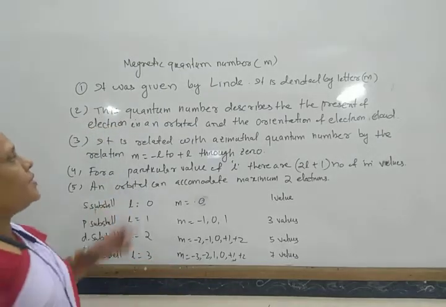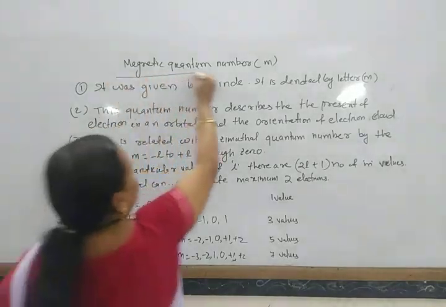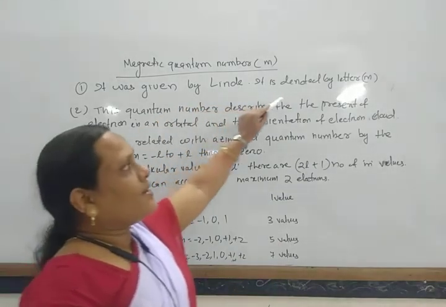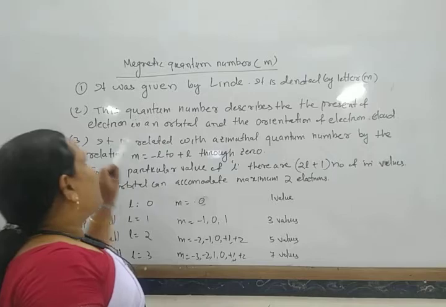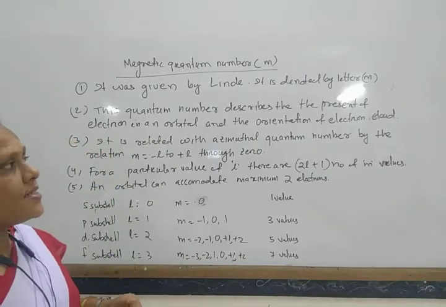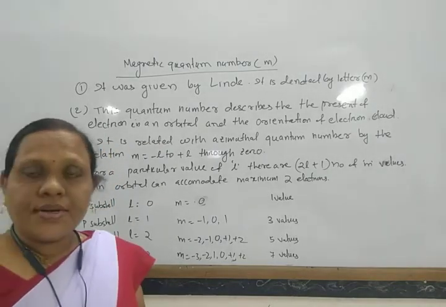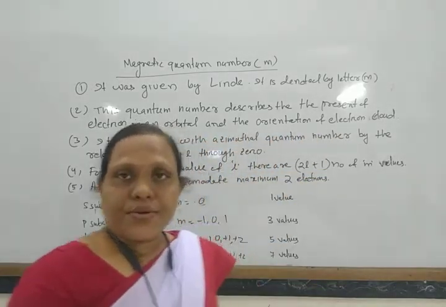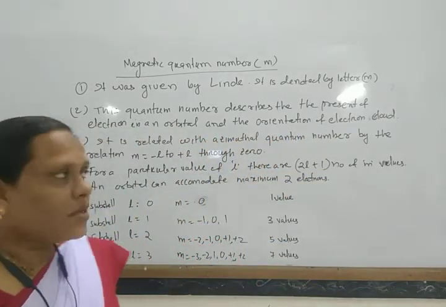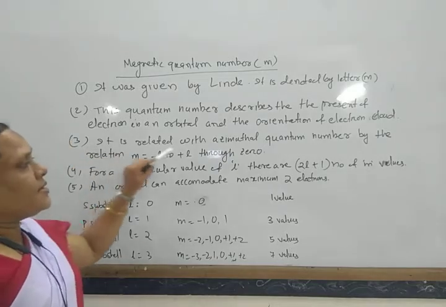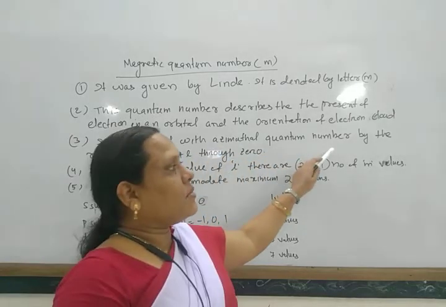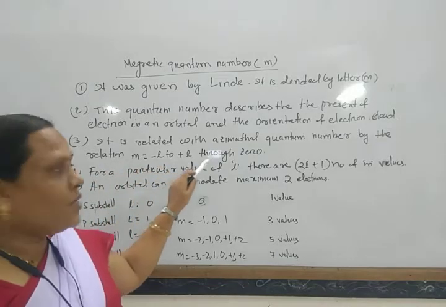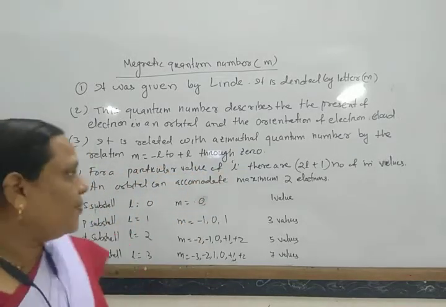So look here, note down this magnetic quantum number. It was given by Linde, denoted by letter m. This quantum number describes the presence of an electron in an orbital and also the orientation of the electron cloud, the orientation of this subshell. It is related to the azimuthal quantum number by the relation m equals minus l to plus l through 0.